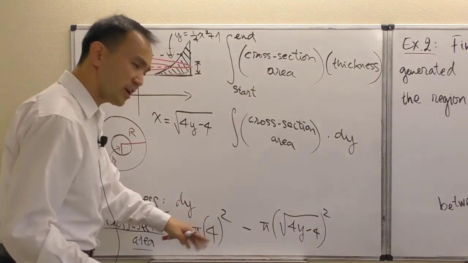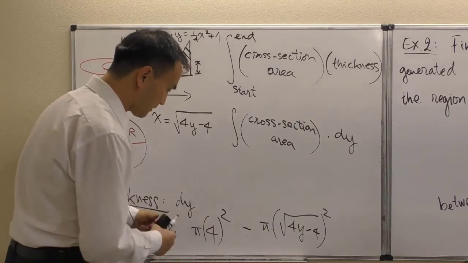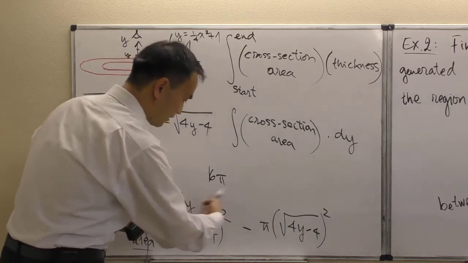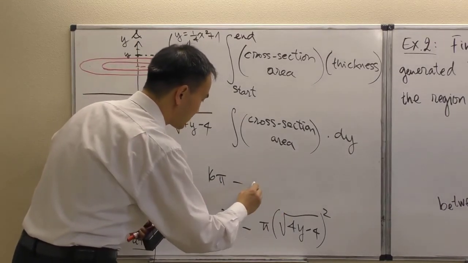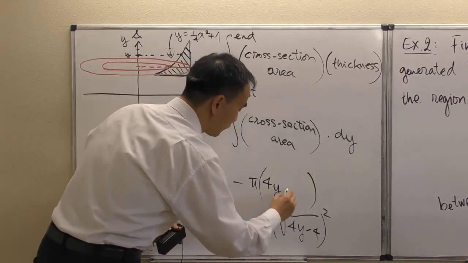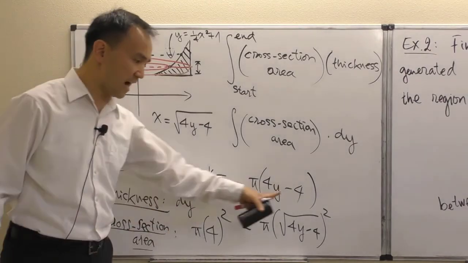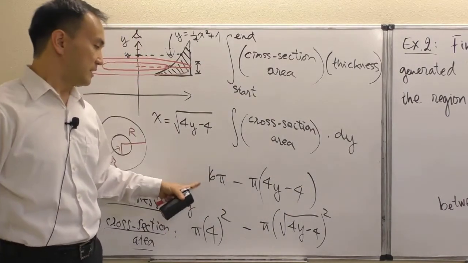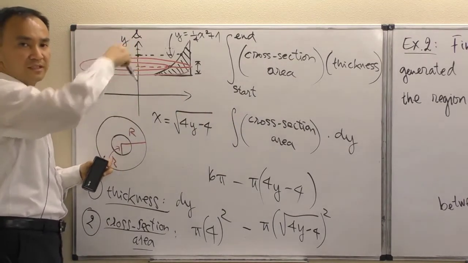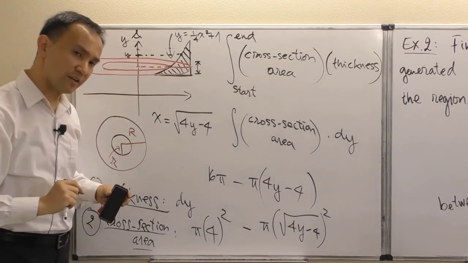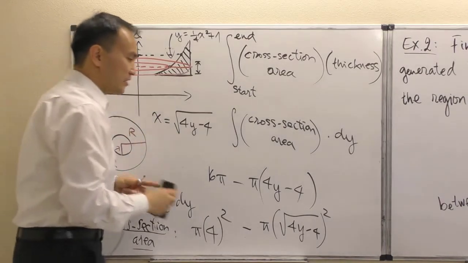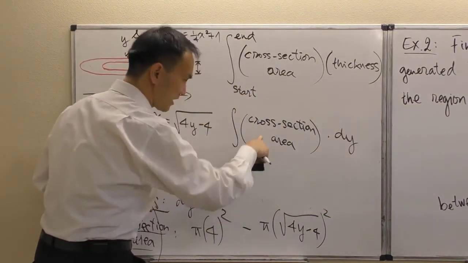So now we are ready to put it in. Let's think about it. This here is the same as 16 pi. Or we can also factor out a pi in front right here, and then the square will cancel with the square root, giving us simply 4y minus 4. That's actually our expression that generates the area of any cross-section, as we are looking at our washers from the top down, or in other words, as a function in terms of y. Okay, and so now, let's put that in here.